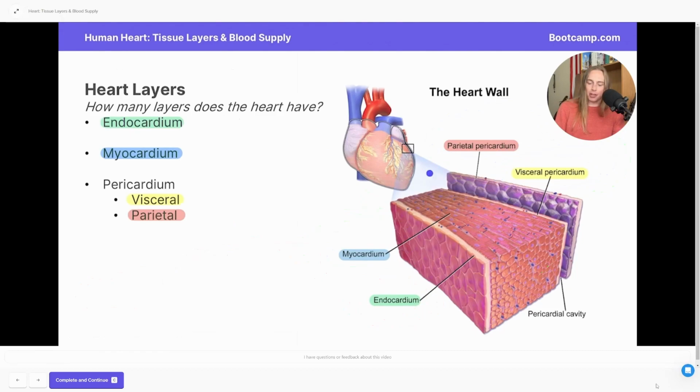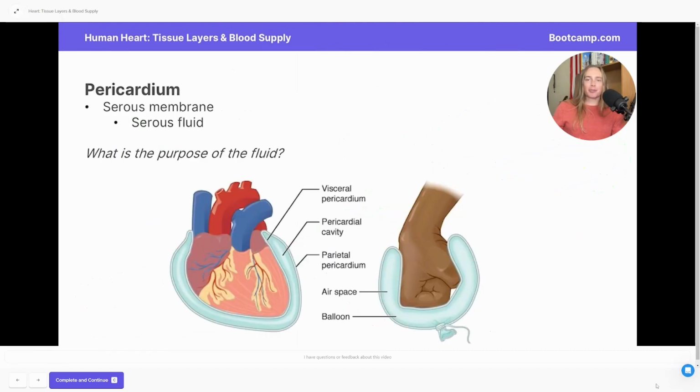And notice there's a small space separating these two layers. The pericardium can be a little bit confusing, so we're going to go into a little bit more detail. So the pericardium is what's known as a serous membrane because it secretes a fluid known as serous fluid.